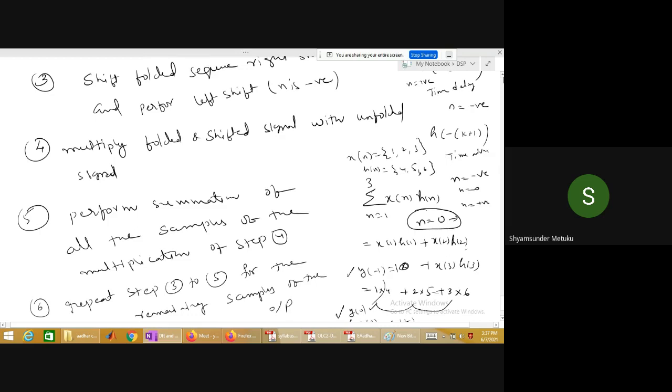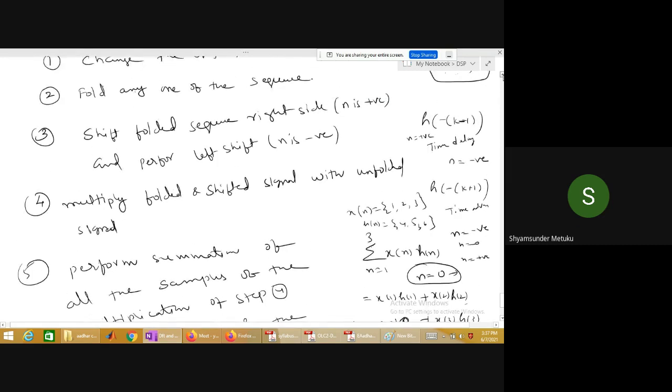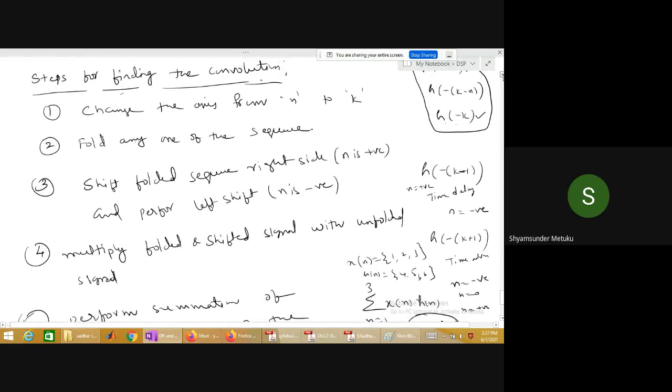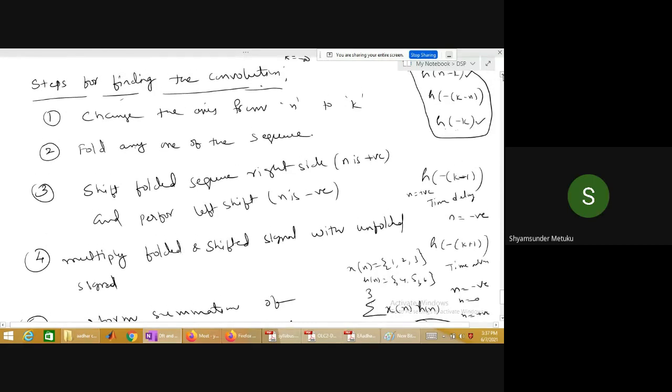Even though I'll forward this PDF document to you, right now you just try to write all the steps. I request all of you to write down the steps for finding the convolution. Do it fast. 1, 2, 3, 4, 5, 6. Because unless you write down, you cannot understand in a better way. We'll do an example now.